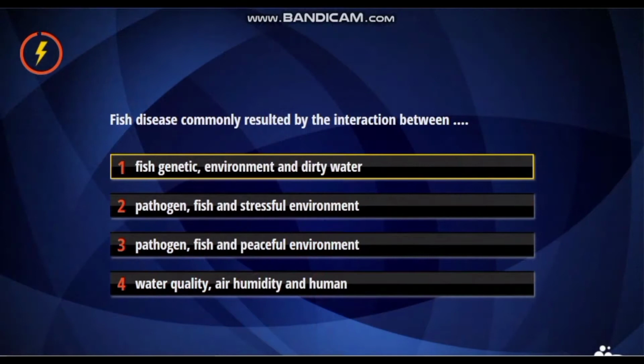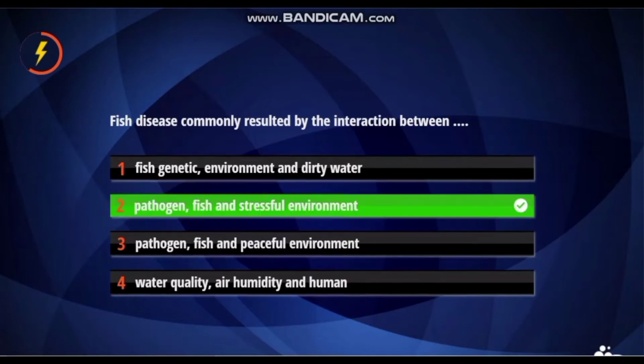For question 1, fish disease is the result of interaction between: fish genetic, environment and dirty water; or pathogen, fish and stressful environment; or pathogen, fish and peaceful environment; or water quality, air humidity and human. So the answer is pathogen, fish and stressful environment.